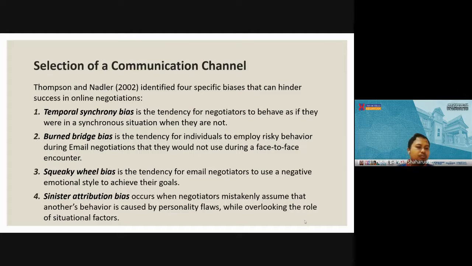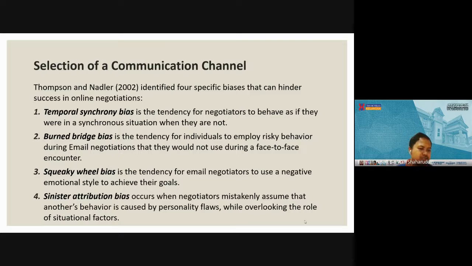Number two, burn bridge bias, indicates the tendency for individuals to employ risky behavior during email negotiation that they would not use during a face-to-face encounter. Sometimes we tend to be keyboard warriors, right? We tend to say bad things, for example, or we tend to be very expressive when we are writing email, posting comments or something like that, rather than when we are face to face with the other person. So we need to control this to avoid biases and also to avoid negative effects that can hinder our negotiation process.